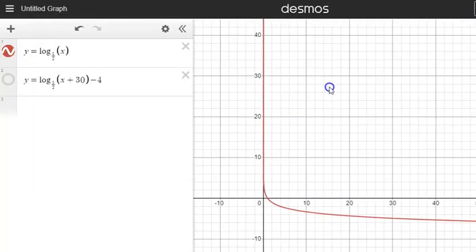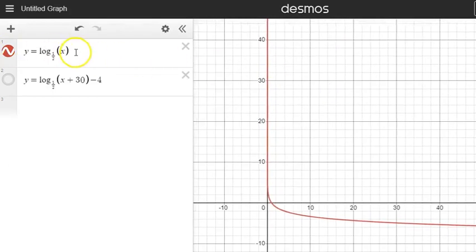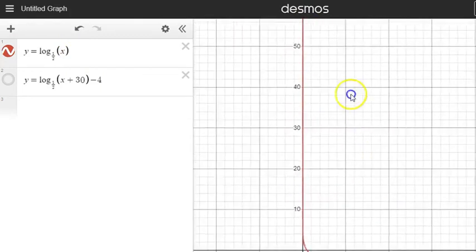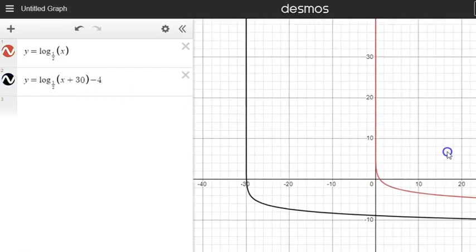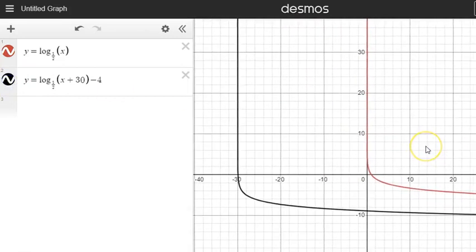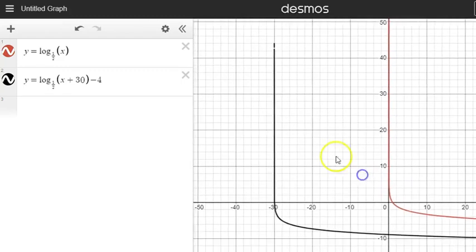So here we have the simpler function of f of x equals log 1/2 of x in red up here. And this is what it looks like. And if we graph our function in black here, which is y equals log of 1/2 of x plus 30 minus 4, we can see that it has moved downwards 4 spaces. It has gone left 30 spaces. And that there have been no reflections. And so this is our transformed function.